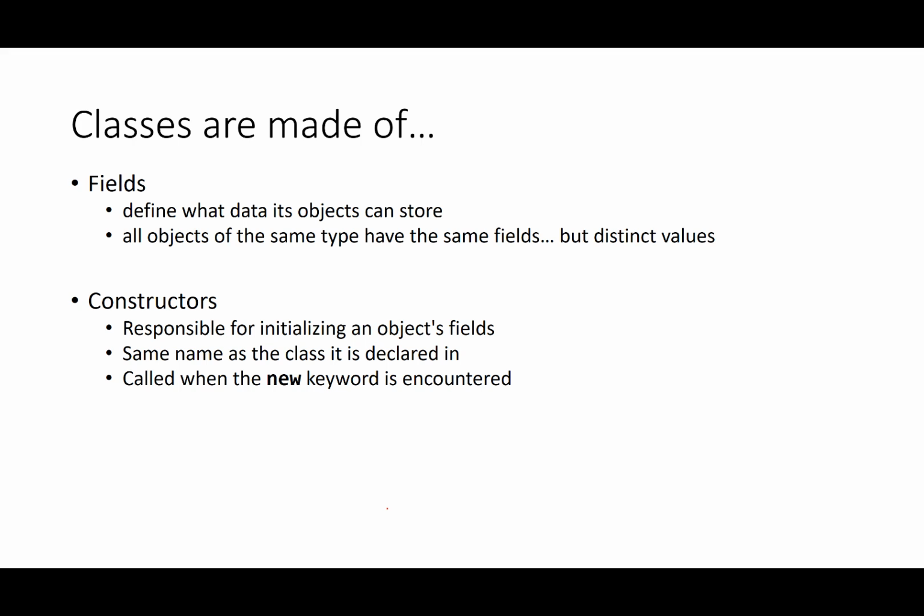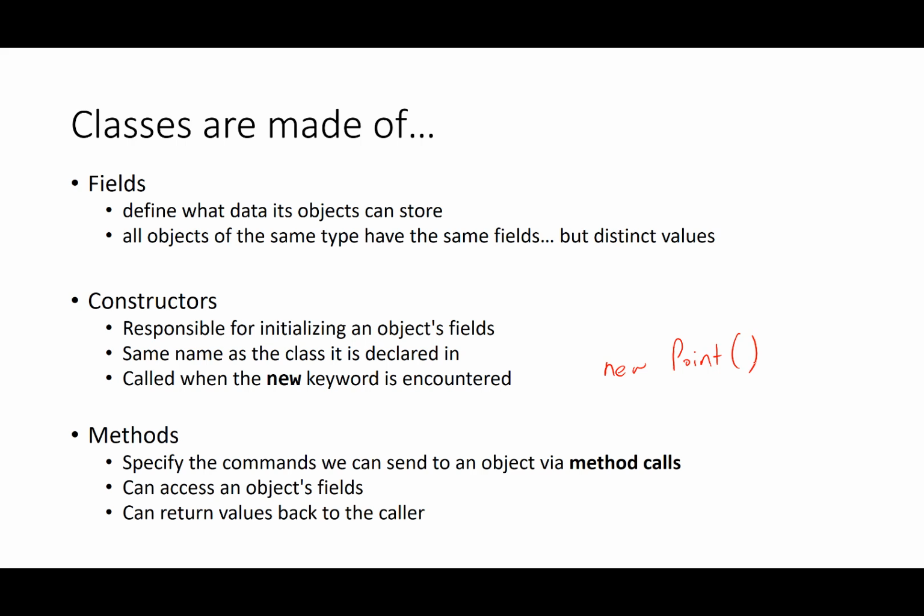Second, classes have constructors, and these are responsible for initializing an object's fields. Constructors have the same name as the class they're declared in, and these are called when the new keyword is encountered. So when we saw a new Point, a constructor was called for the Point class, and this sets up that new object. Finally, methods specify the commands we can send to an object via method calls.